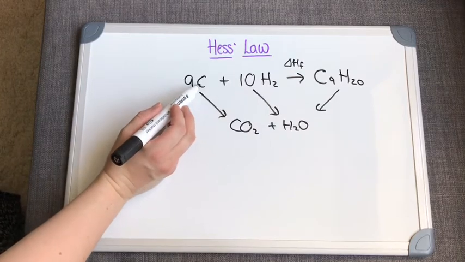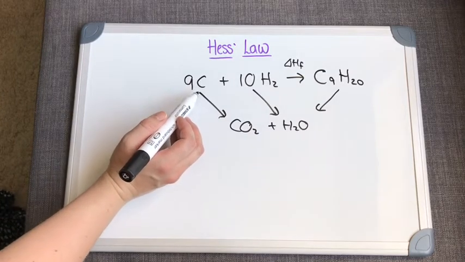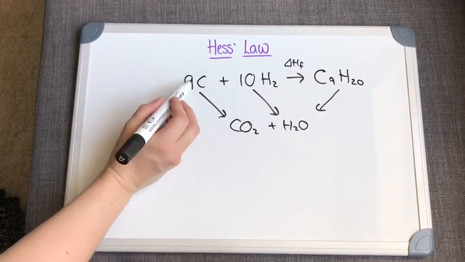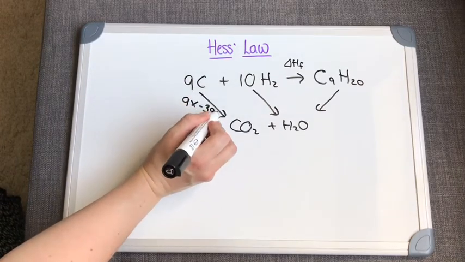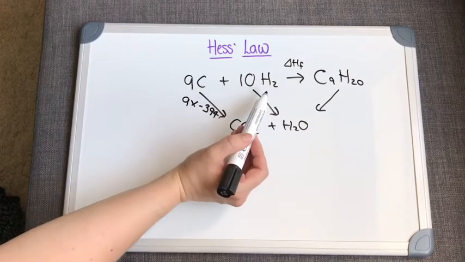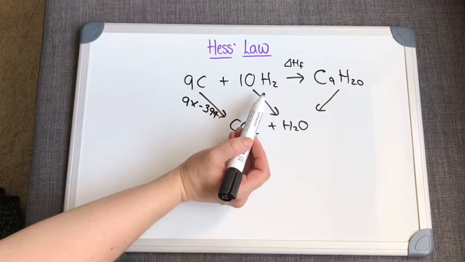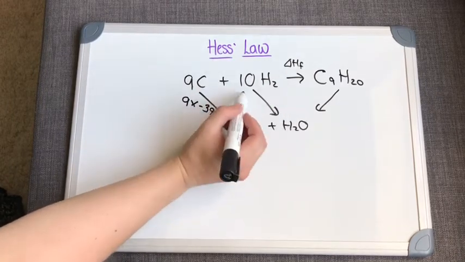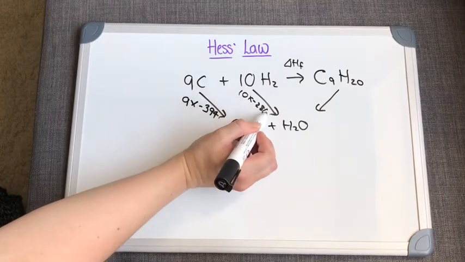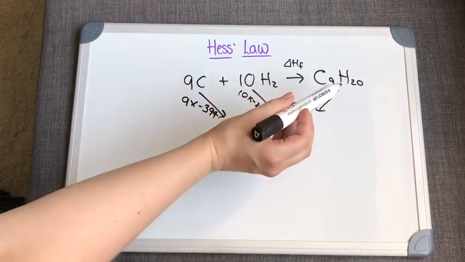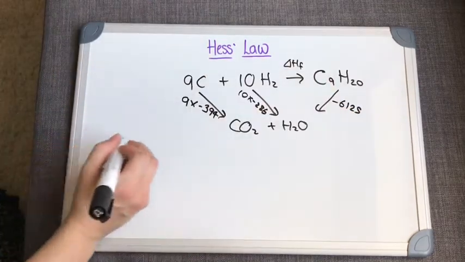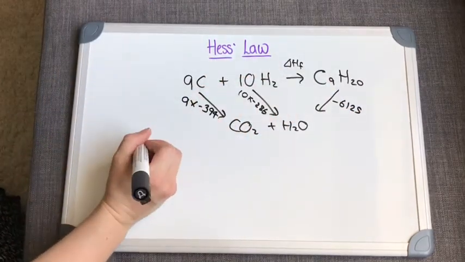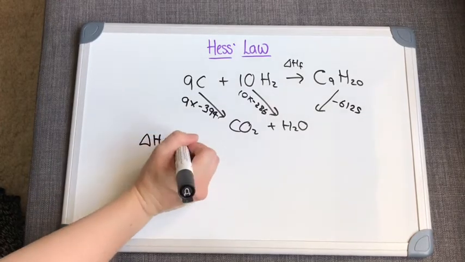The enthalpy change of combustion of carbon is minus 394, but I've got 9 moles of carbon, so 9 times minus 394. Again, hydrogen has an enthalpy change of combustion of minus 286, but I've got 10 moles of it. And my nonane over here, I've just got 1 mole of, so I'm just taking the value from the table. So this is what I'm trying to find, remember, the enthalpy change of formation.